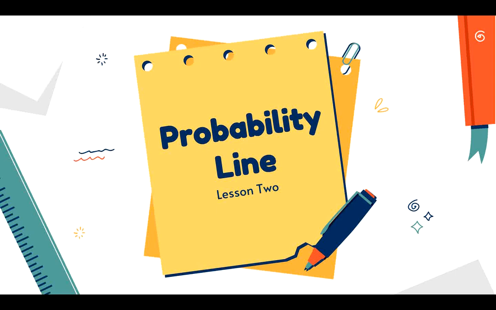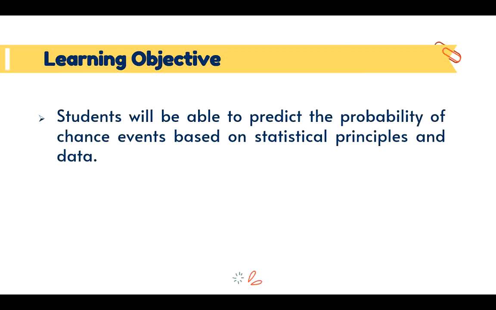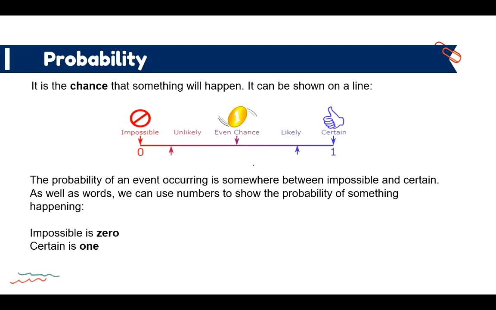So today we're going to discuss the probability line. That's our objective: students will be able to predict the probability of chance events based on the statistical principles in data. So we can now identify the probability that an event will likely happen. Okay, so that's the first definition.